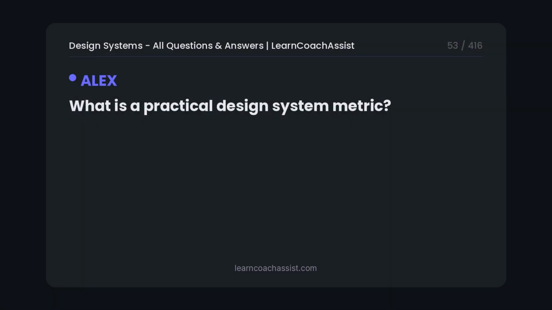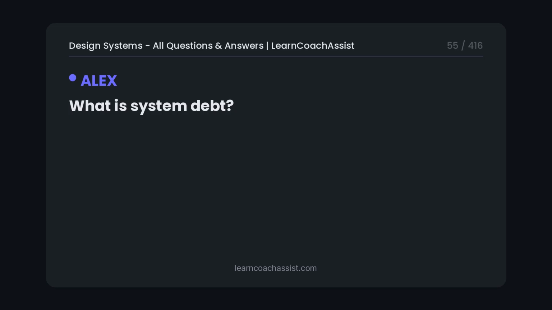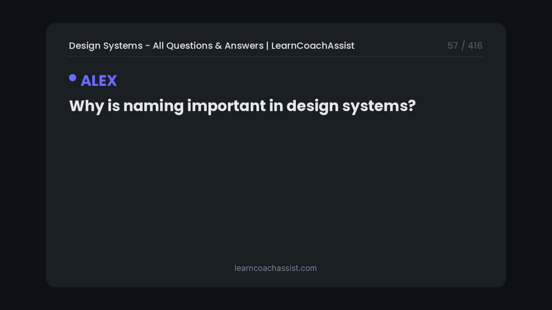What is a practical design system metric? Useful metrics include adoption rate, component reuse, defect reduction, and speed of delivery. What is system debt? System debt is the inconsistency and duplication that accumulate when teams bypass or fragment the shared patterns. Why is naming important in design systems?